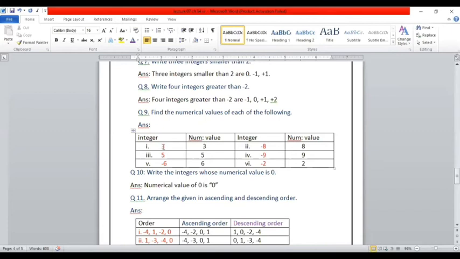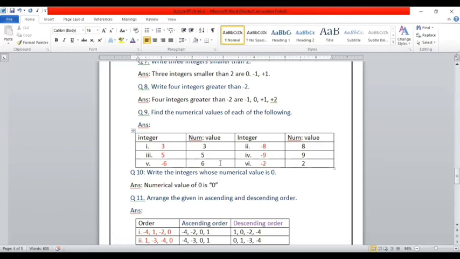Here, numerical value of 3, 3. Numerical value of 5, 5. Numerical value of minus 6, 6. Numerical value of minus 8, it is 8. And numerical value of minus 9, yes, 9. Here, minus 2, 2. We will not take the minus in case of the numerical value.